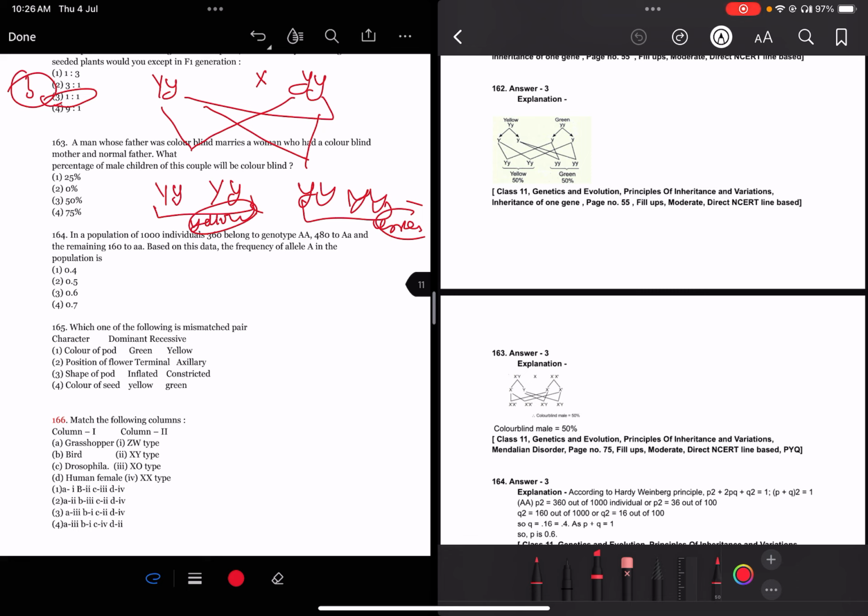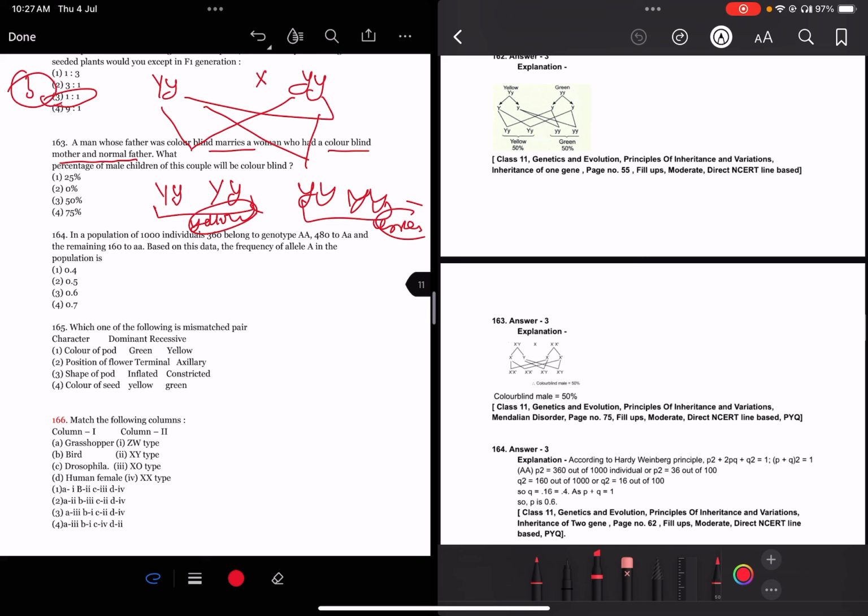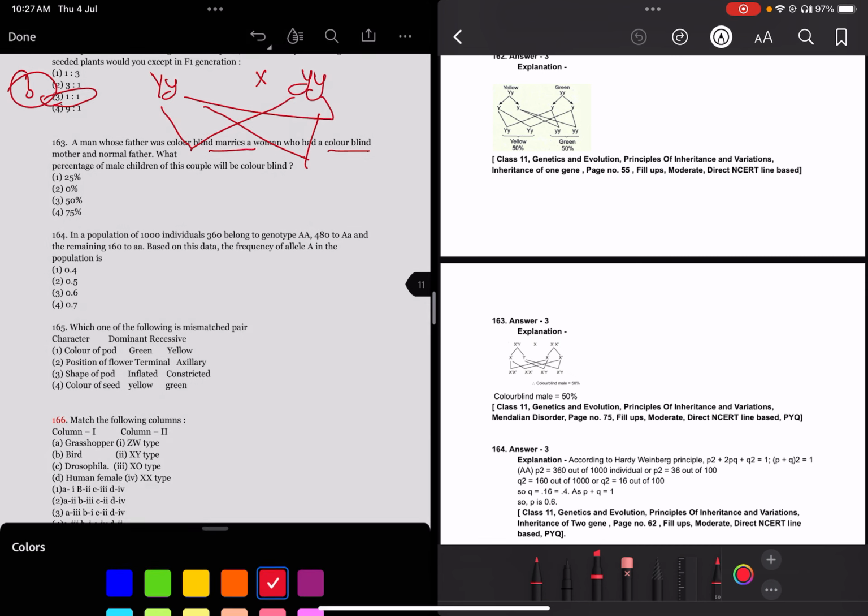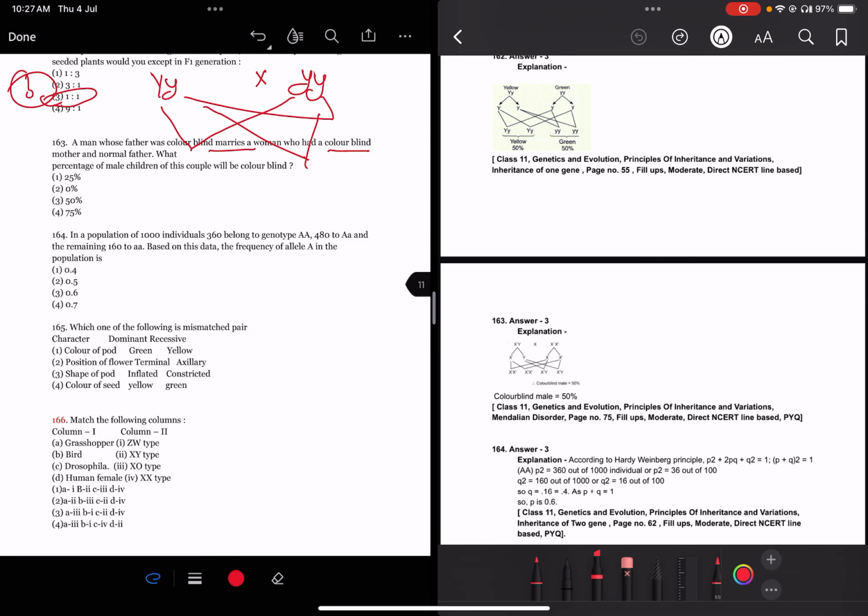Now move ahead to question number 163. A man whose father was colorblind marries a woman who had a colorblind mother and normal father. What percentage of male children of this couple will be colorblind? Okay. Father colorblind. If you remember, color blindness is an X-linked recessive character. So the father is XY, the colorblind father.